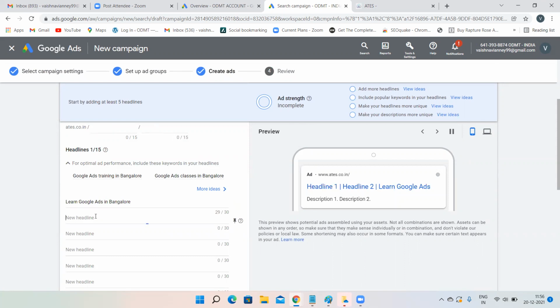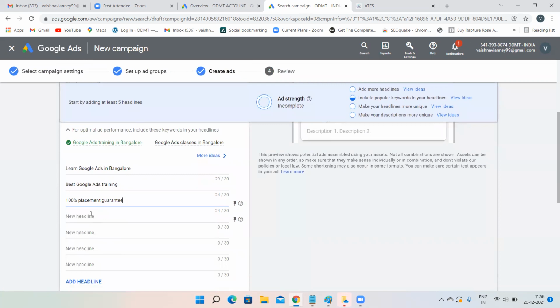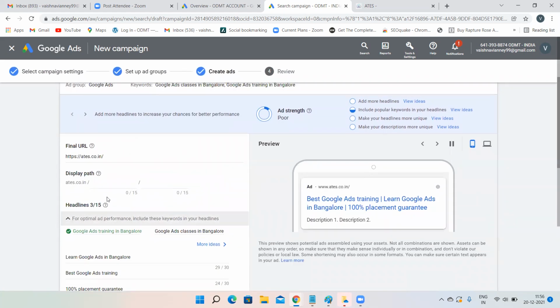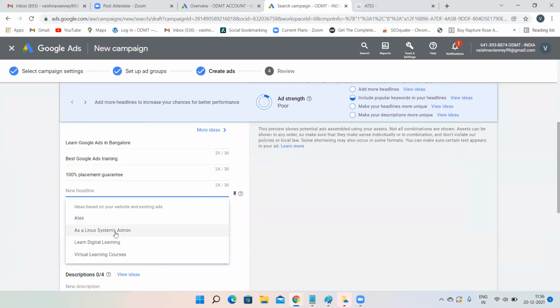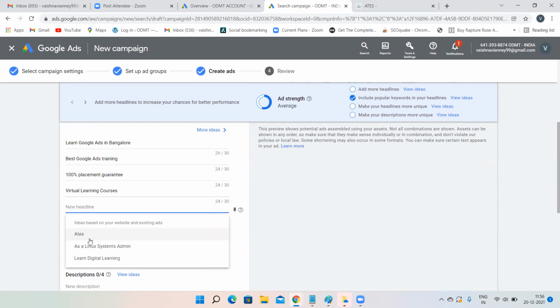Yeah, as of now, random headlines I'm giving. Don't give these kind of headlines. See how many headlines you can give? 15 headlines you can give. And it is the best way to give that many headlines. Always give 15 headlines.